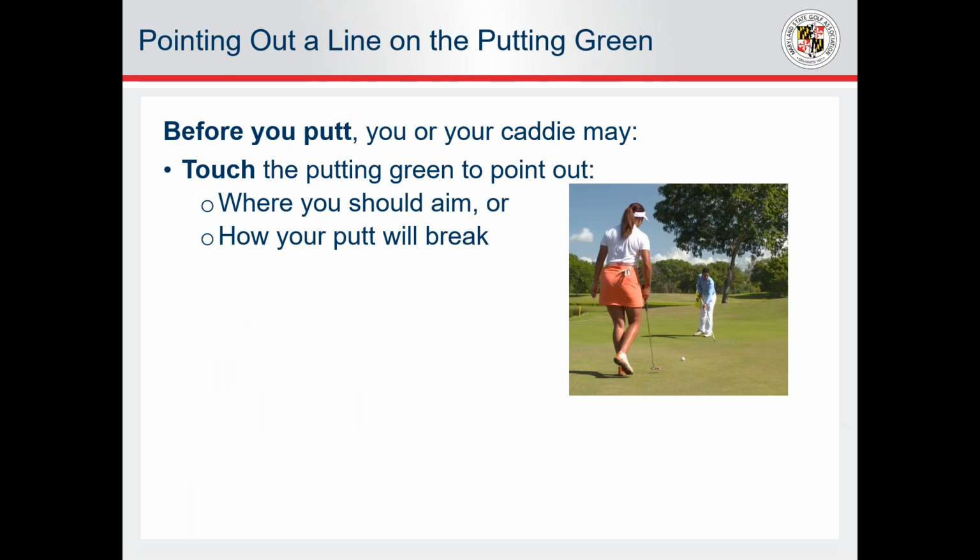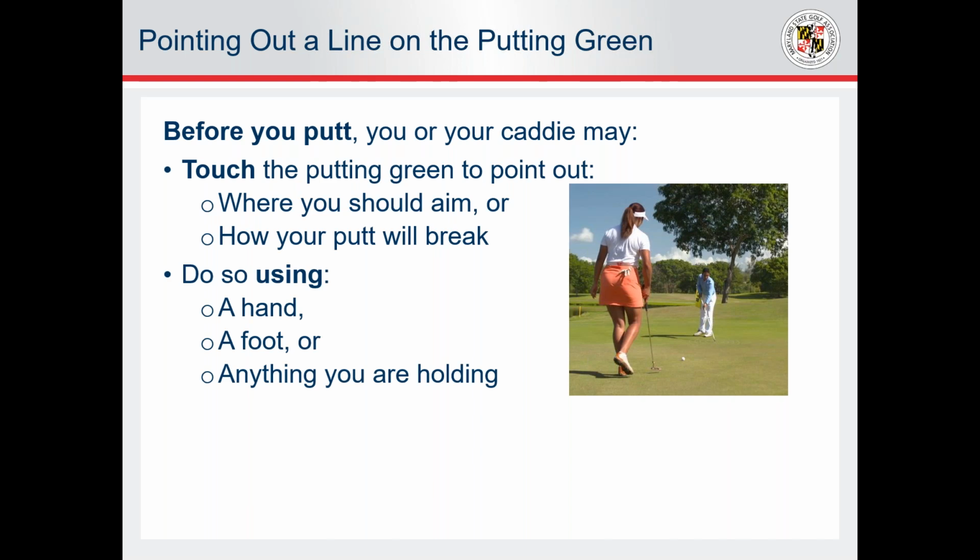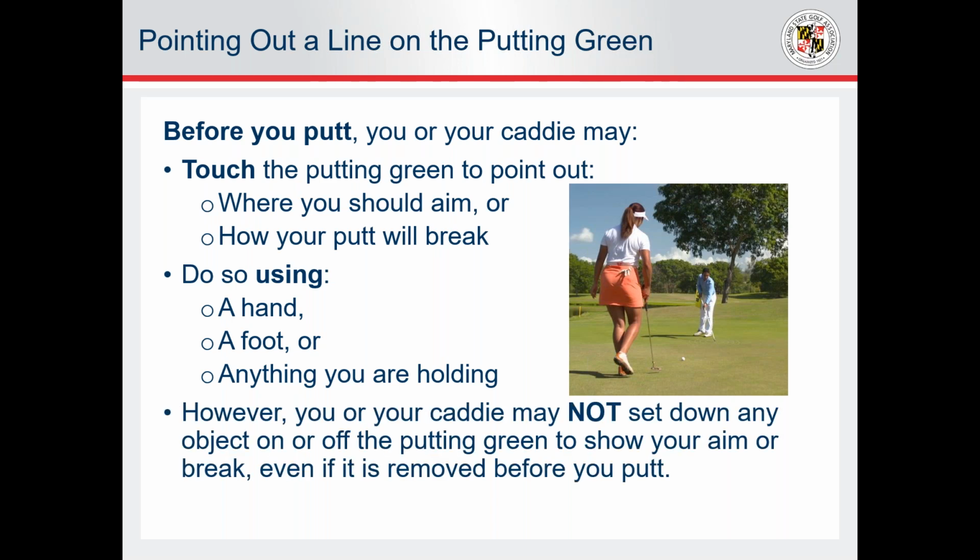Before you putt, you or your caddy may touch the putting green to point out where you should aim or how your putt will break. You can see in this picture on the right, the caddy has the flagstick and he's actually touching the green. If you'll remember back under the old rules, this was not okay. This was a penalty. But this is one of the rules that have been relaxed. The caddy's allowed to touch the green, say putt it here. You can do so with a hand, a foot, or anything you're holding. And again, he's using the flagstick there.